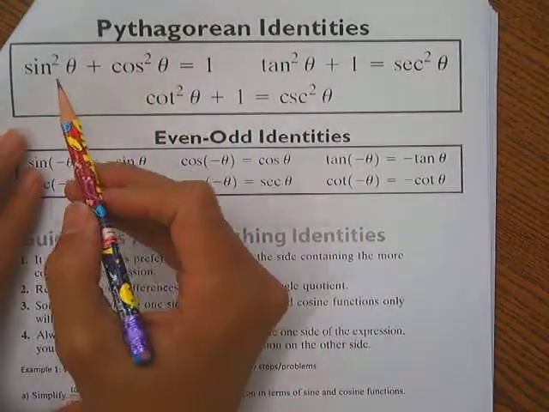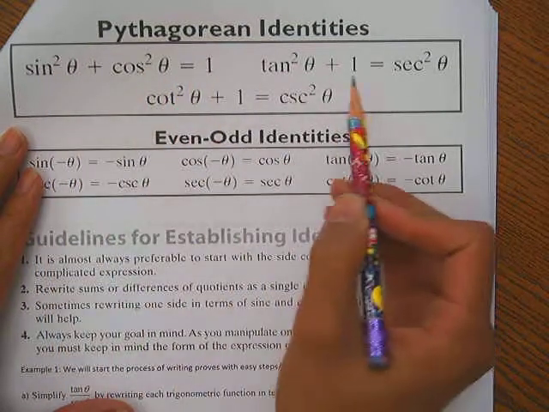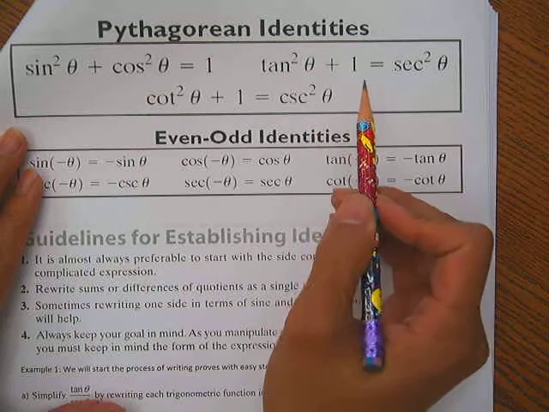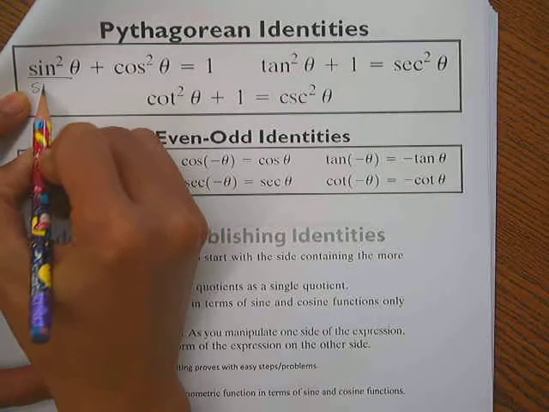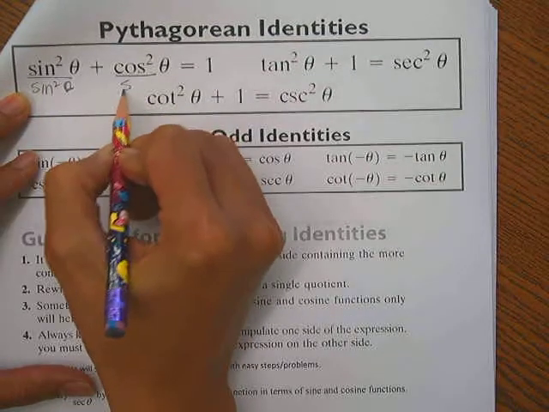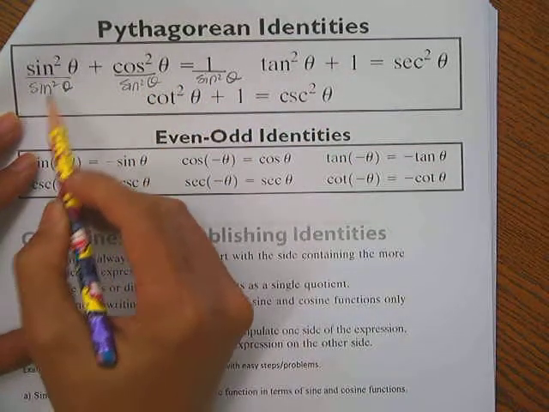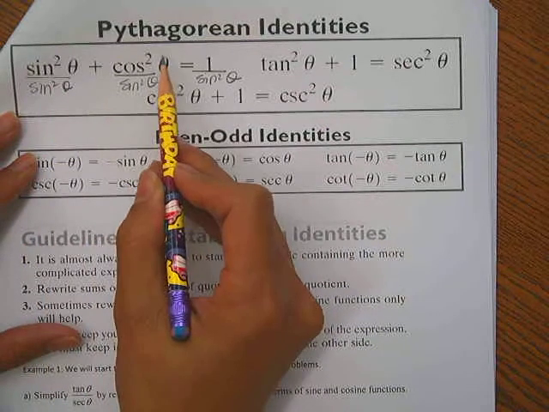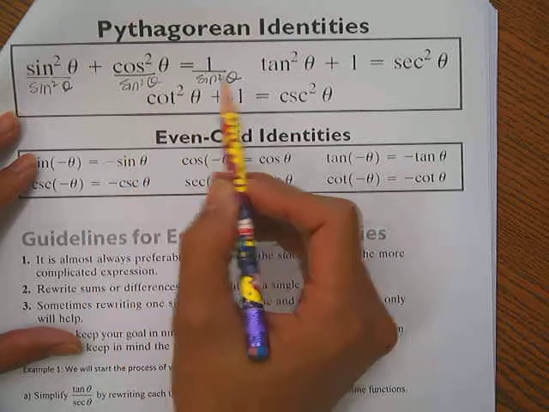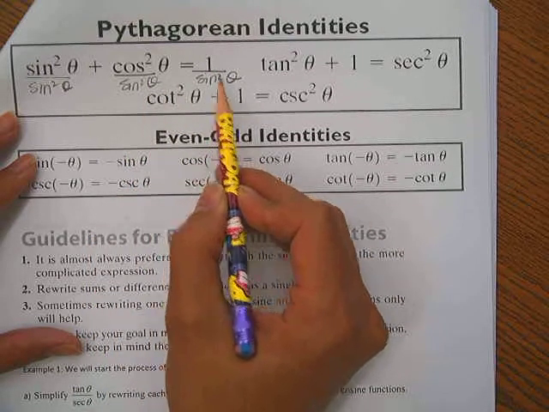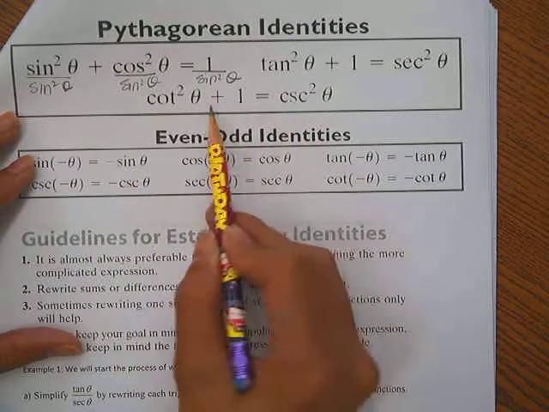The most important identity is sine squared plus cosine squared equals 1. Okay, this is the most important one. Now, do I have to memorize these two? You don't have to memorize them if you know how you come up with them. If I divide each and every term by sine squared of theta, sine squared of theta divided by sine squared of theta is 1. Cosine squared of theta divided by sine squared of theta is going to be cotangent squared of theta. 1 over sine squared is going to be cosecant squared. So if I divide each and every term by sine squared, this is the new identity that I'm going to come up with.